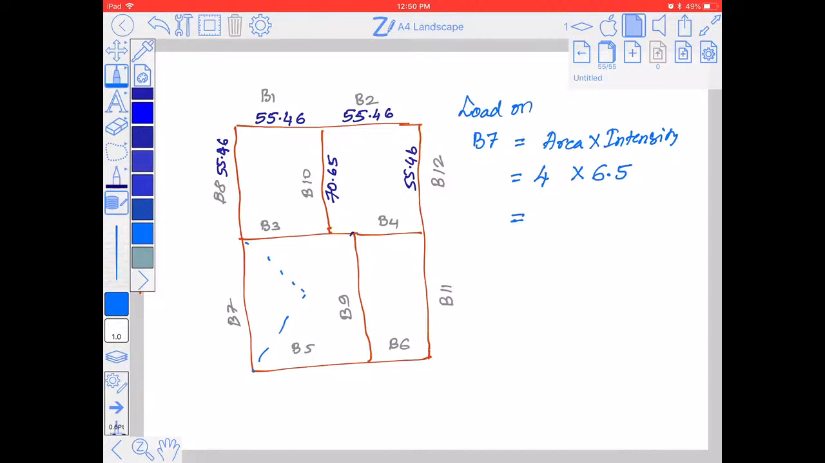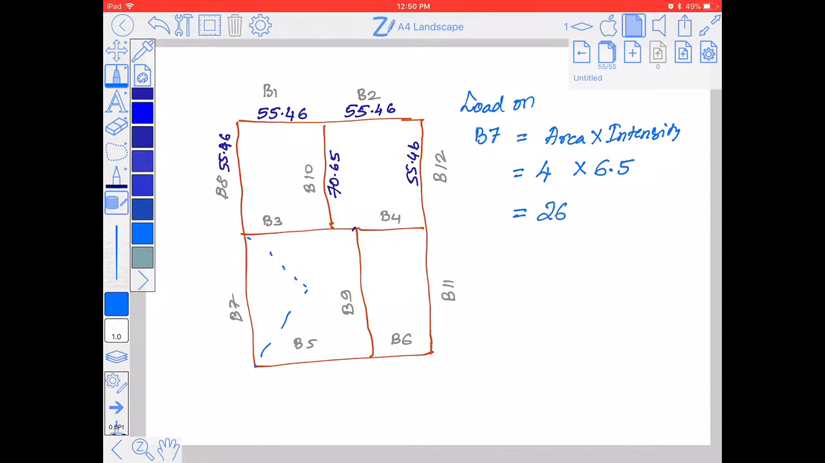26. Obviously it is 26 kilonewton. Now, load from wall is equal to how much? What is the length of wall? What is the thickness of wall? It is 0.23. Length of wall is 4 meter. Height is 3 meter. Density of the wall we are taking as gamma B, brick masonry. This is length, height, and this is thickness. So this one will be equal to how much?